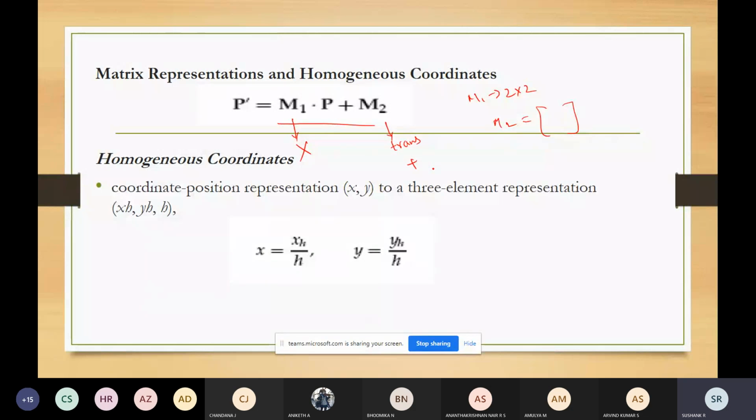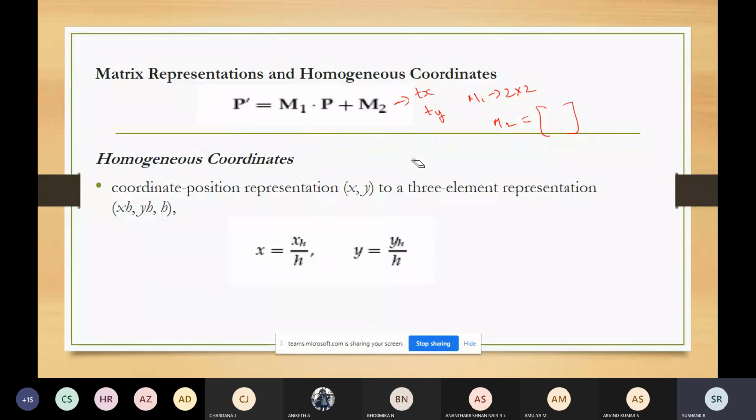Whenever the translation operation is being performed, M1 will become the identity matrix, and M2 will contain the translation values, that is the translation vector Tx and Ty. So that is how it is being done. This is for translation.